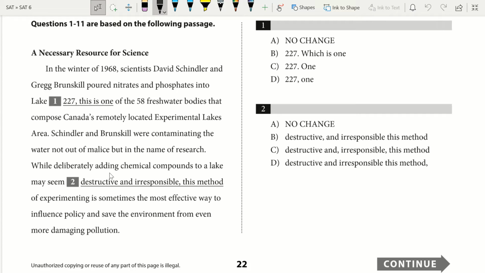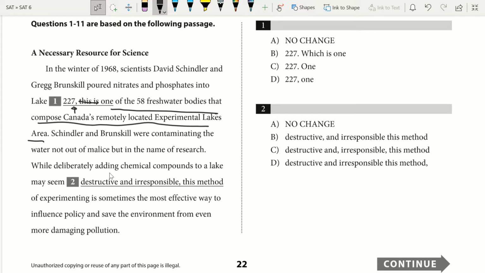In the winter of 1968, scientists David Schindler and Greg Brunskill poured nitrates and phosphates into Lake 227. This is one. Well, when I read this, I see Lake 227, right? And I see this is one of. Well, I don't want to say this is one. I just said Lake 227, so I can get rid of this is, put a comma there, and just say one of the 58 freshwater bodies that compose Canada's remotely located experimental lakes area.